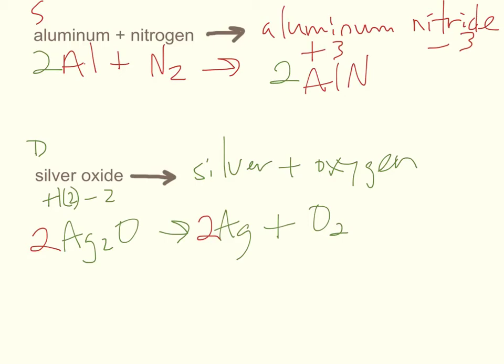So let's get rid of that 2. Well, we don't want to do that. Okay, well, I guess we'll just go back and do this. So there's a 2 there. So instead of this being a 2 now, this needs to be a 4. Now let's check it again. 2 times 2 gives me 4 silvers, 4 silvers. I have 2 oxygens, 2 oxygens. I'm good. All right.